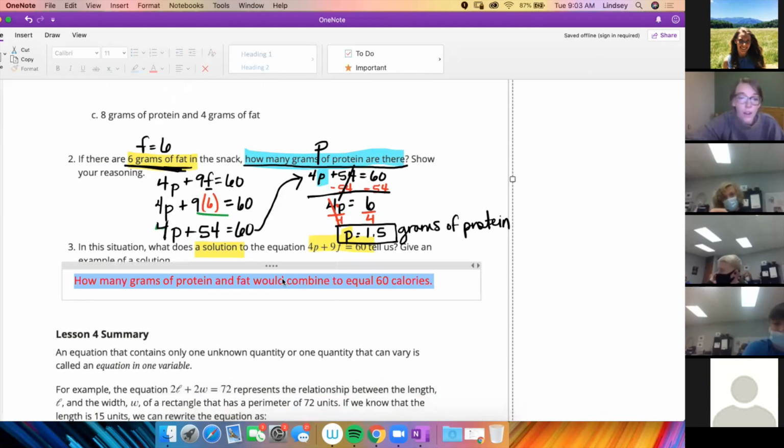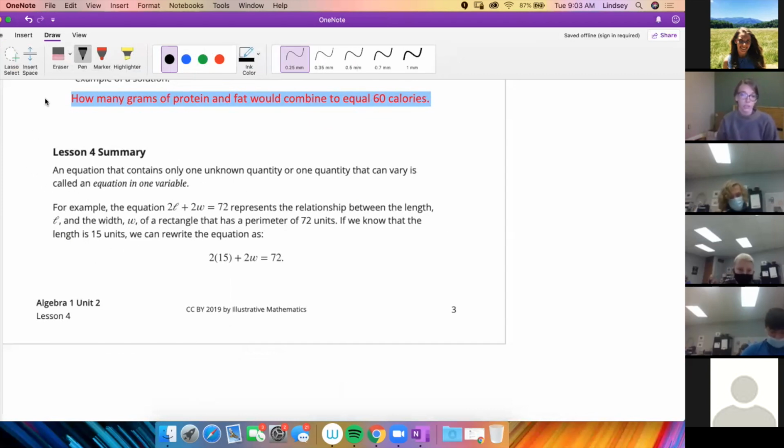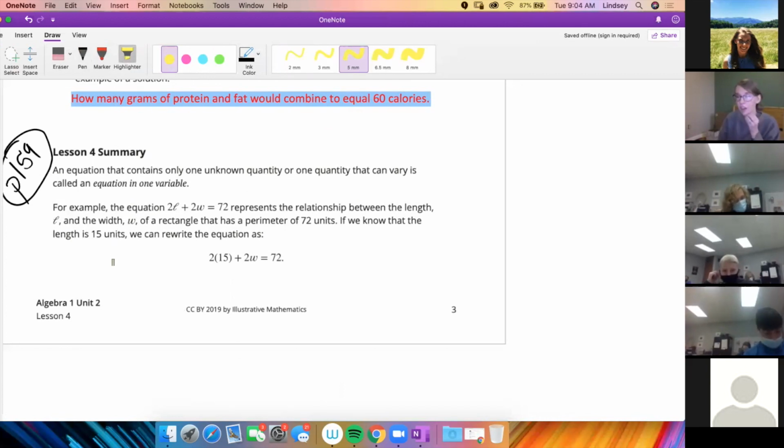Awesome. Okay, so let's look at lesson summary. What page is the lesson summary on? 159. It's like half a page. Not bad. All right, so hopefully a lot of this was just a review because it was a lot of solving for variables and a lot of substitution, which y'all have done previously. But they connected it back to creating our own equations and then making sense of what those solutions meant in the situation. So it's going just a little deeper with it.